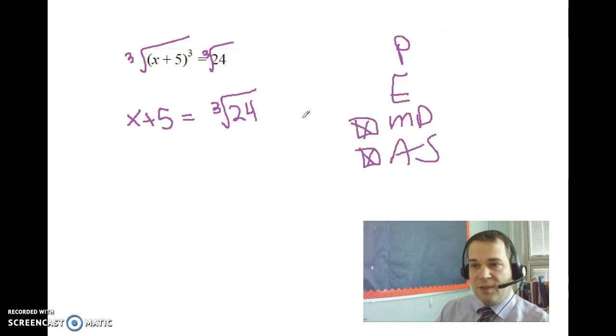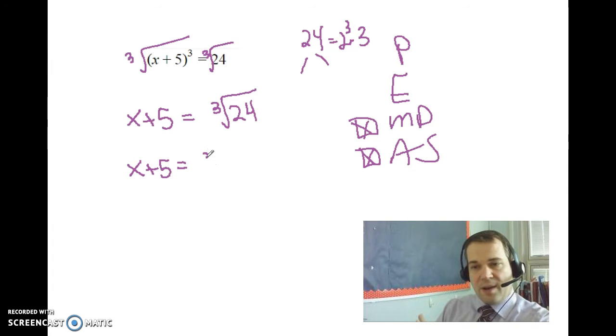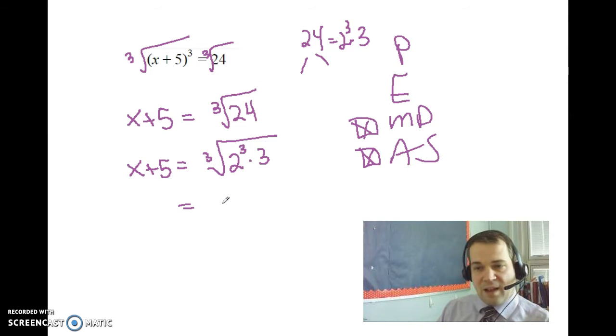So that means taking this 24, doing the whole factor tree thing, figuring out that it's 2 cubed times 3. So this is all separate now. I'm taking the 24, 2 cubed times 3, and I can simplify that to be 2 cube roots of 3. x plus 5 equals that.